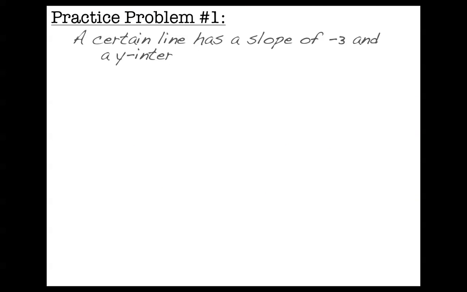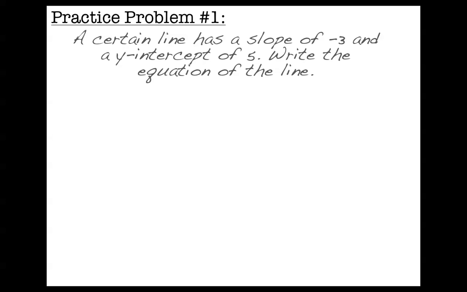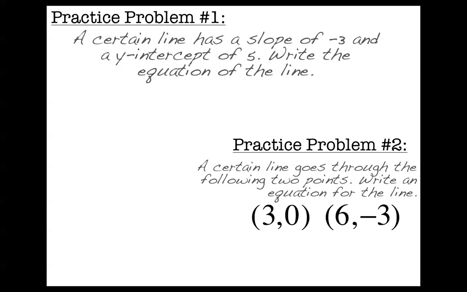Practice problem number 1. If a certain line has a slope of -3 and a y-intercept of 5, write the equation of that line. And then practice problem number 2. A certain line goes through the following 2 points. Write an equation for that line. It might take you a few minutes to do this second practice problem. You might need a graph. You might need to draw something and plot some points and connect some dots and count some slopes. So it might take a couple minutes, but I think you can do it.